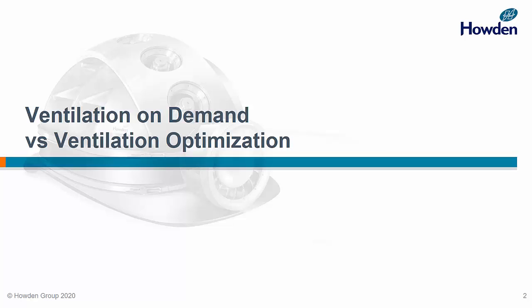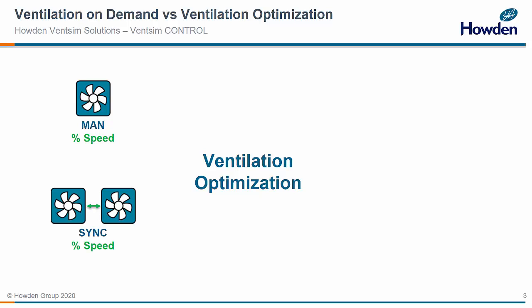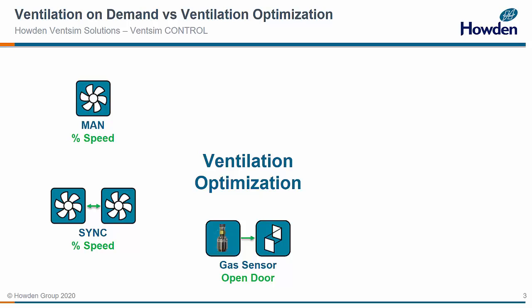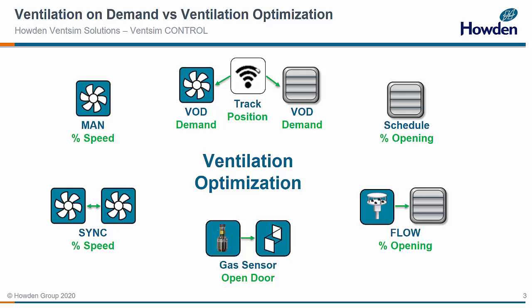Let's start off by looking at the difference between ventilation on demand and ventilation optimization. So ventilation optimization has many different forms. For example, controlling manually a fan speed, syncing two fans to run at the same speed, having a door open automatically based on gas sensors, or have an airflow regulator opening based on flow measurements, or a scheduling event. And ventilation on demand is a type of ventilation optimization.